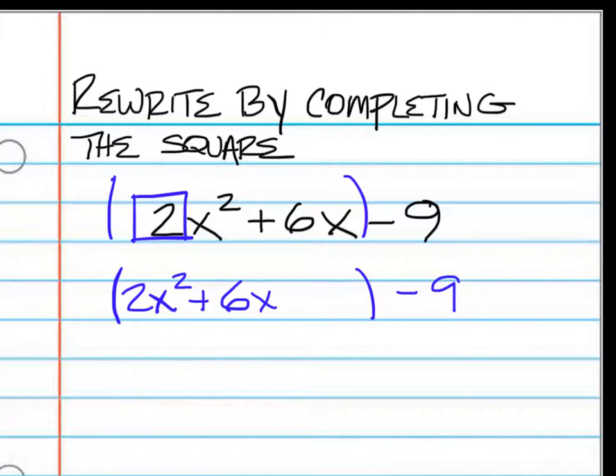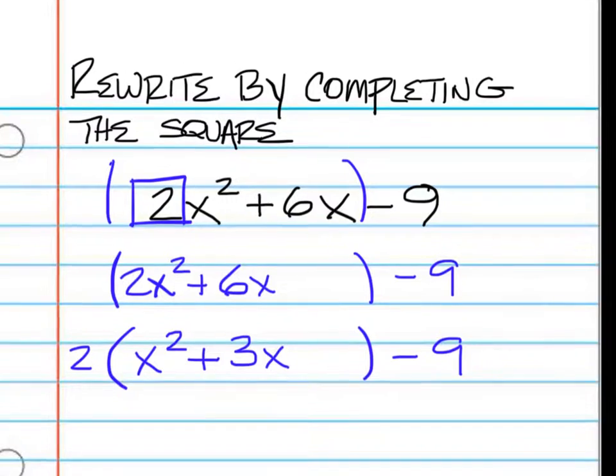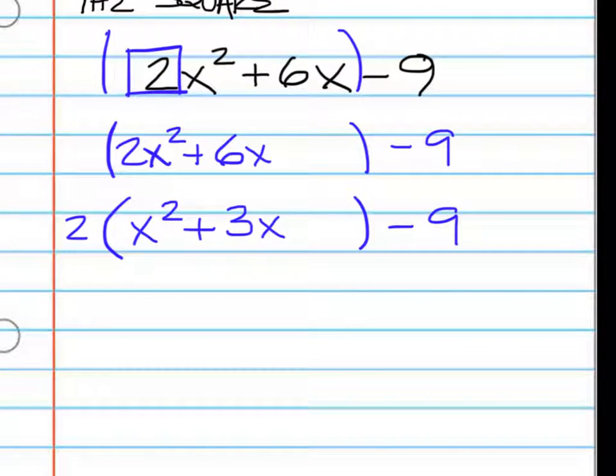What do I have to do with what's in the parentheses since I have something other than 1 beside the x squared? We have to divide what? Divide everything in the parentheses by what? 2. So we're taking out a 2. 2x squared divided by 2 is x squared, and 6x divided by 2 is 3x. Alright, this takes us back to a problem that looks almost identical to the one we did in lesson 11.